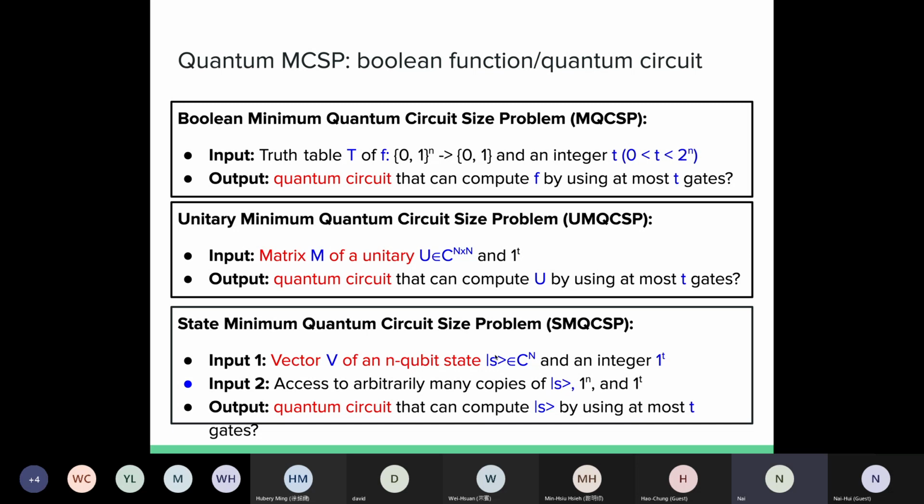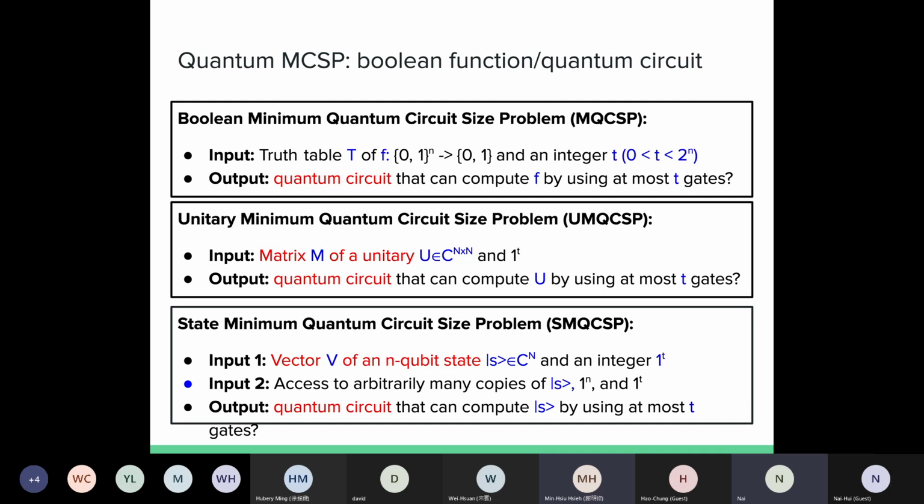So any questions about these 3 problems or anything else about quantum MCSP? Are you going to mention which one will be difficult, like whether there is a reduction from one to the other?